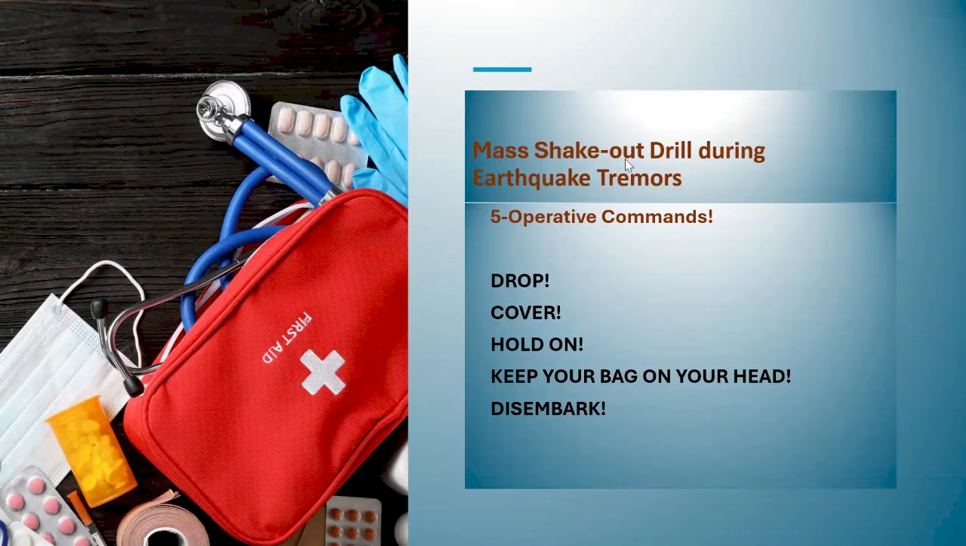This is a mass shakeout drill during earthquake tremors. One example of active learning I'm giving you. In earthquake-prone areas, we train the children like this. For example, the Darjeeling side, the Shimla side. We train the children. This is an activity of active learning.